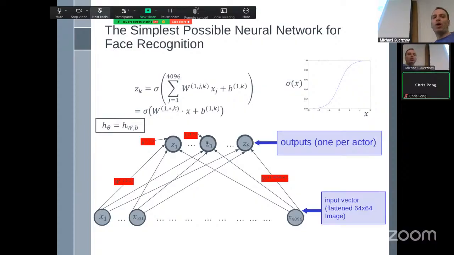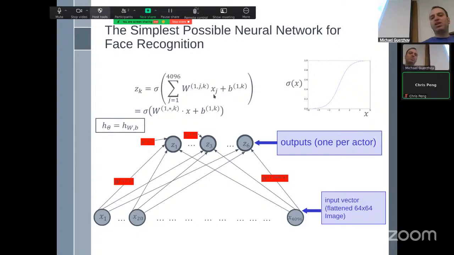And then we also have the formula for computing each Zk from the inputs X. So if the image is 64 by 64, we flatten it. It's a 4096 dimensional vector. And then the formula is like this. In order to compute Z1, we compute X1 times the weight on this edge, plus X2 times the weight of the edge that connects X2 to Z1, and then X20 times the edge that connects X20 to Z1, and so on. So this is the formula.